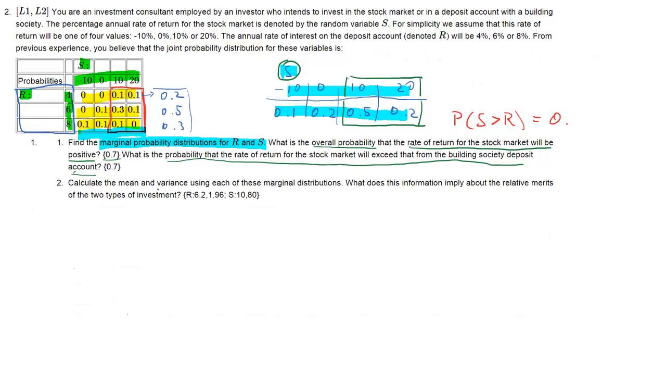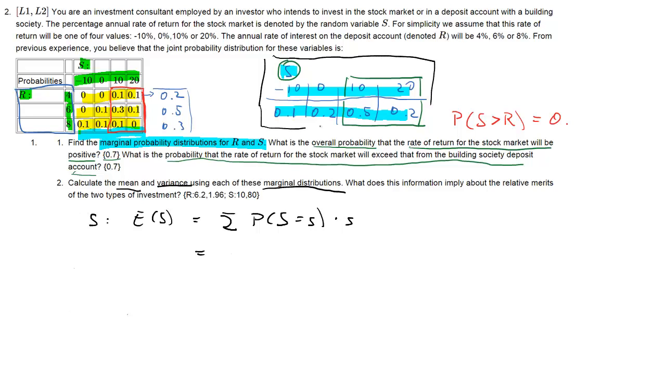For the second question we are being asked to calculate the mean and variance for each of the 2 marginal distributions which we just calculated. Let's start with S. The expected value of S, or the mean, is the sum, because it's a discrete distribution, of all probabilities for all outcomes times the outcome. So that's just plugging in a few numbers.